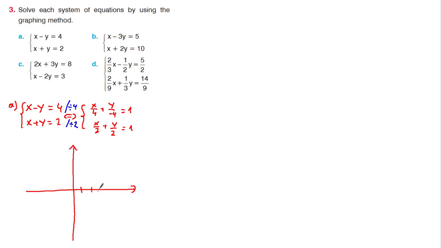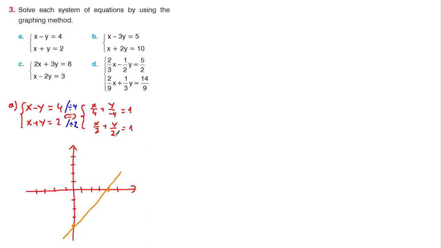So 1, 2, 3, 4, 5. 1, 2, 3, 4. Same for negative numbers. So for the first point, let's use an orange color for the first equation here. It's crossing x-axis on x 4 and y-axis on y -4. So this should be that line.